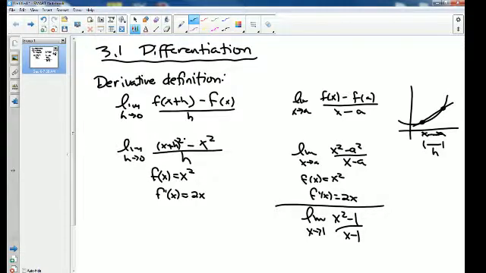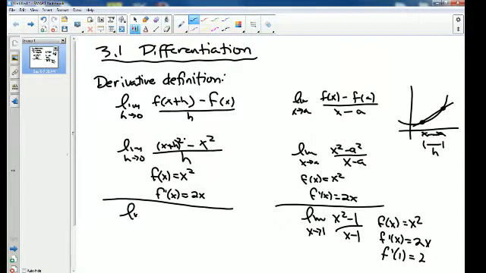A is 1, right? So f at 1 is 1. So you are pulling out f of x is x squared, the derivative is 2x, and then analyze it at 1. f prime at 1 is 2. Okay, so we recognize those different forms. This one would look like this.